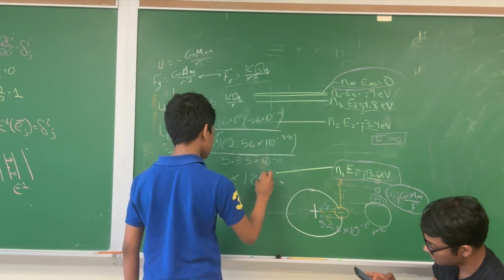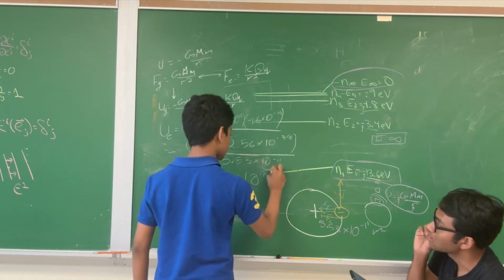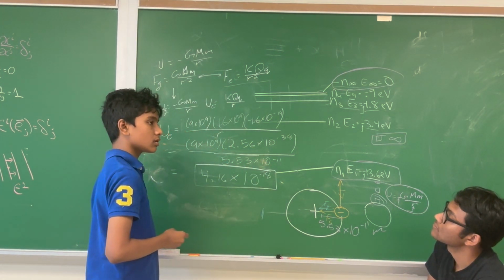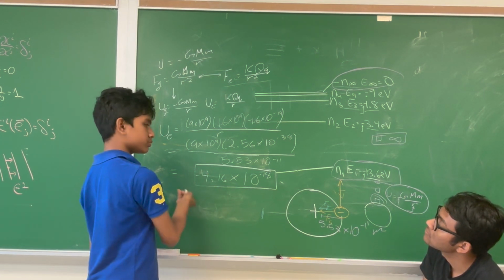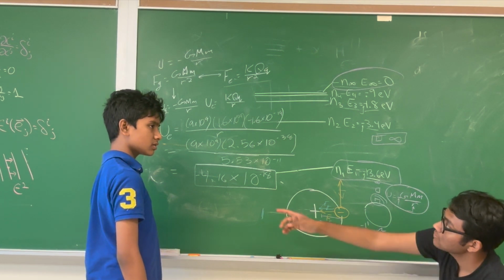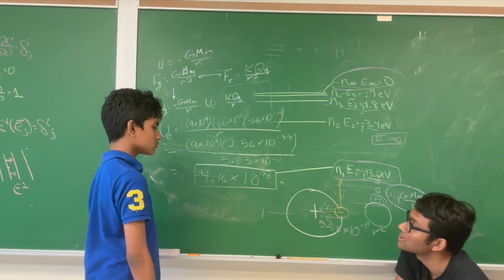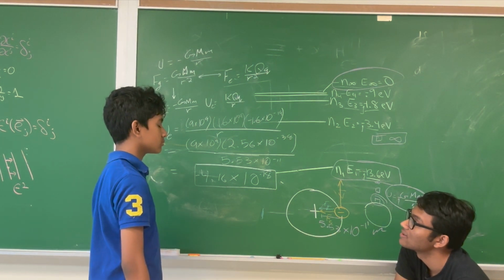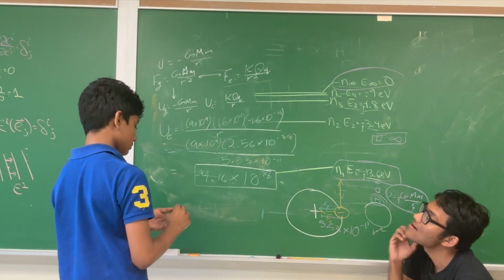Okay. That's not Rydberg's constant. The energy in the ground state is negative 2.17. This is not negative 2.17, this is just the electrostatic potential energy. What other kind of energy does the electron have? Kinetic energy. So let's do the kinetic energy.